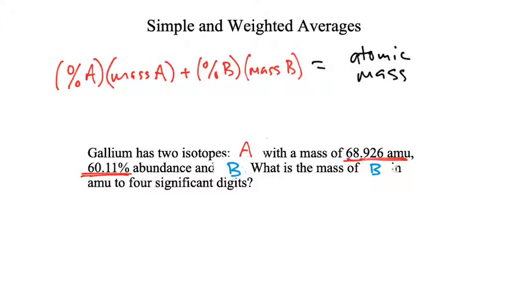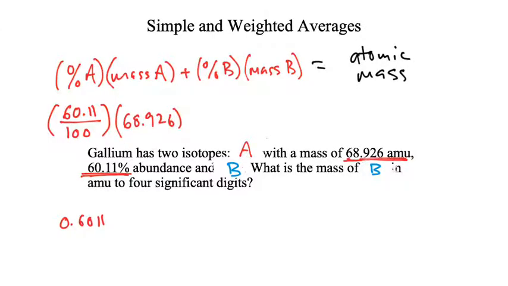Do I know the percent of A? Yes, it is 60.11% per 100. For those of you that want to say, isn't that just 0.6011? Yes. How did you do that? You divided by 100. You just did it in your head. That's the calculation you did to get that. Do we know the mass of A? What was it? 68.926.